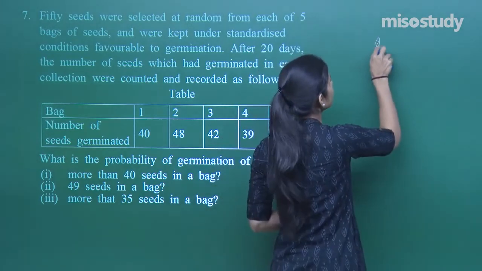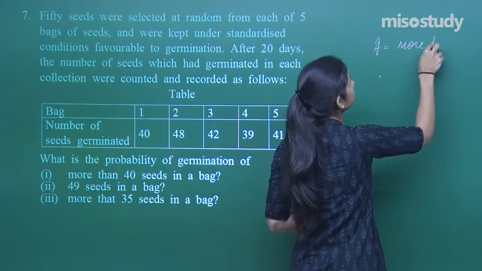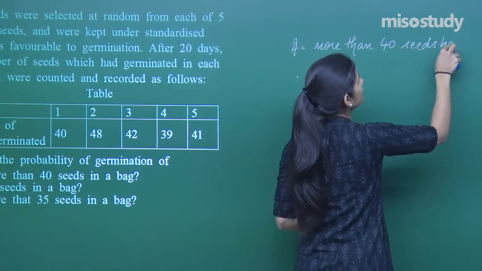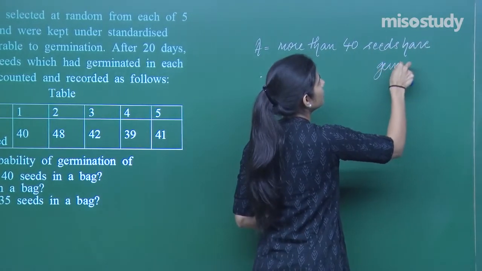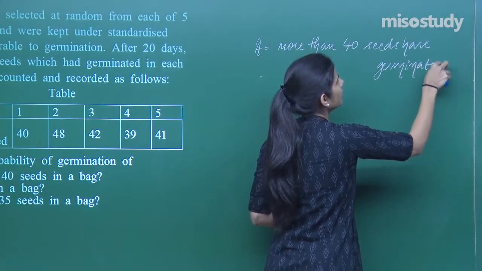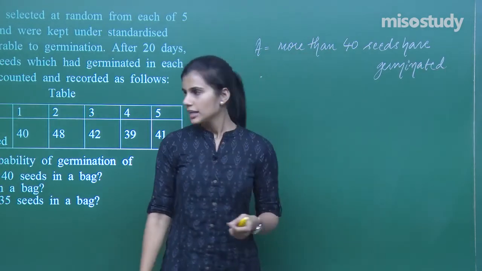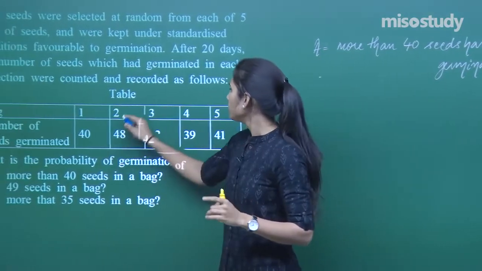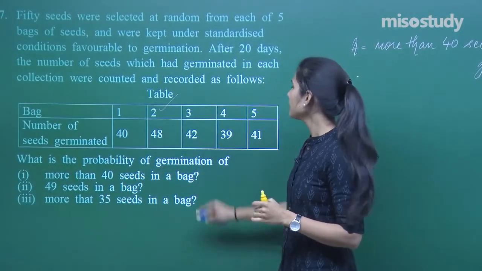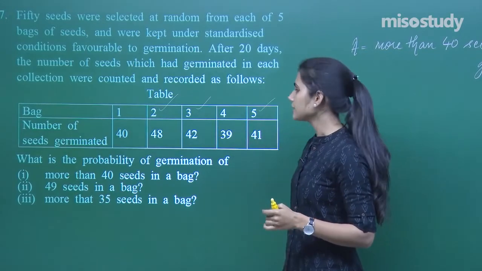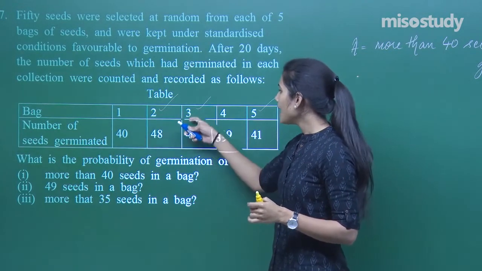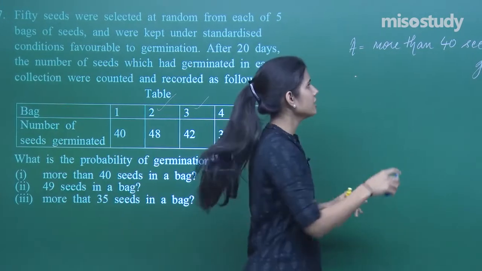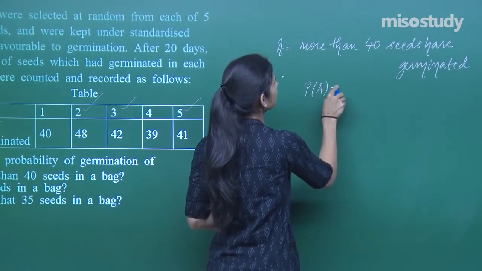I have to find the probability of germination of more than 40 seeds in a bag. So if event A is that more than 40 seeds have germinated, well, in total I have 5 bags. If I talk about the number of bags in which more than 40 seeds have germinated, more than 40 has been germinated in the second bag, in the third bag, in the fifth bag. So more than 40 seeds have been germinated in 3 bags out of 5 bags. So 3 by 5 is probability of A.